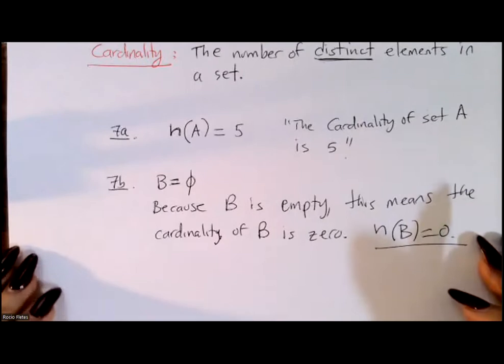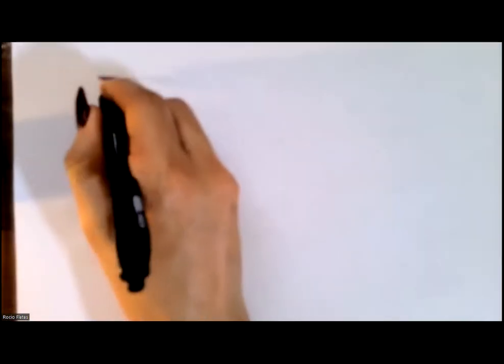Now 7c, let me write the set here. So 7c, let me make sure you are able to see clearly. Yeah, 7c.